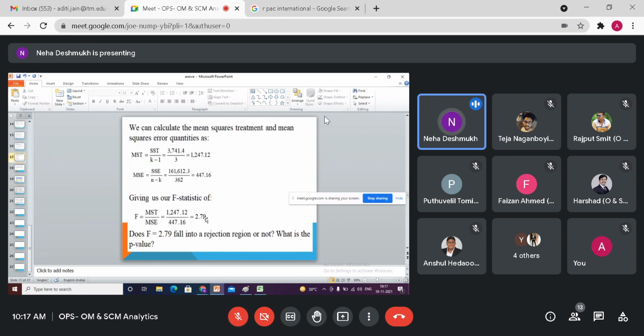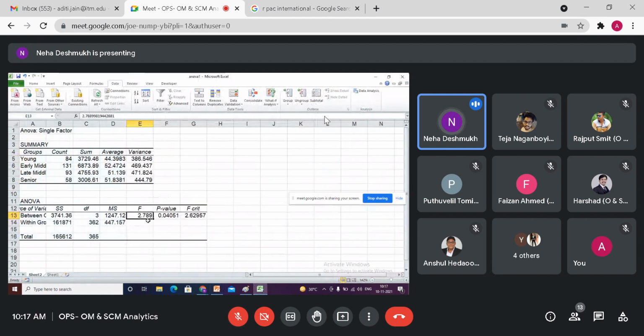2.79, right? Here also 2.79. P value is 0.4051. We can calculate this by the P table or F table, right? And F critical is 2.6. F calculated is 2.7. It is also greater. When F statistic is greater than F critical, it means the test is significant, right? P value is less than alpha means what? Null hypothesis rejected, right?